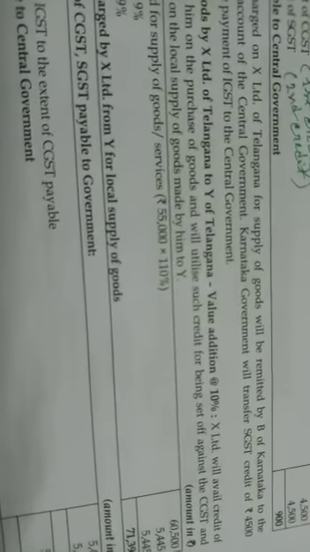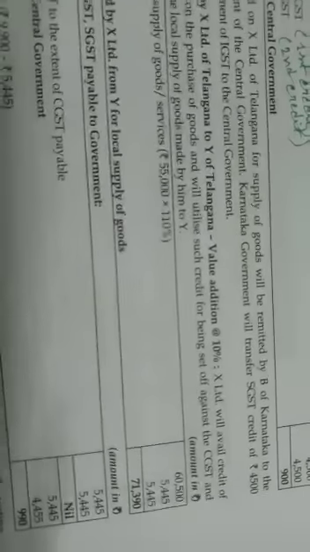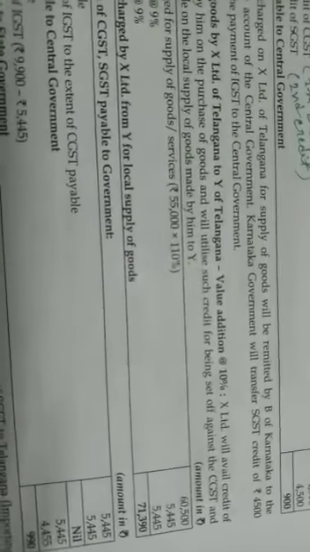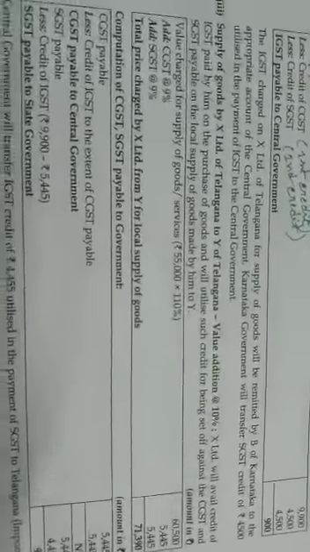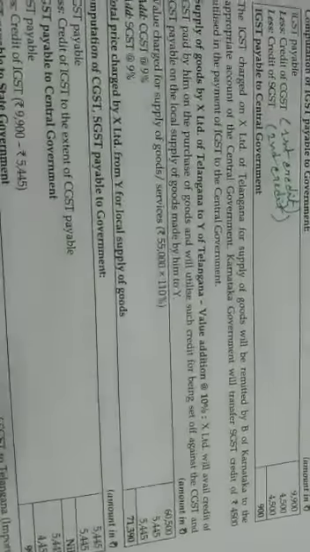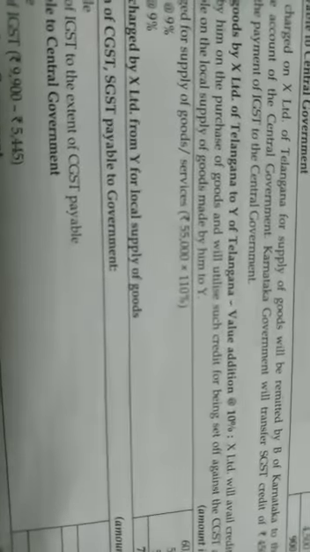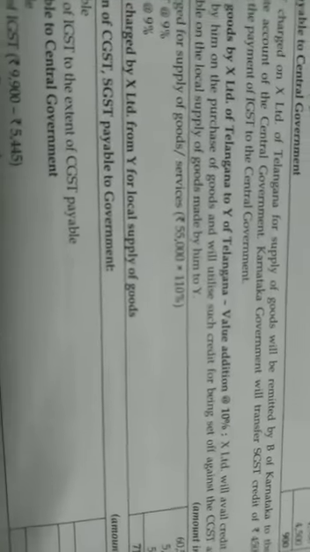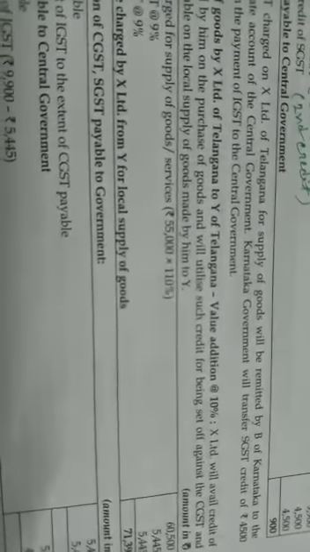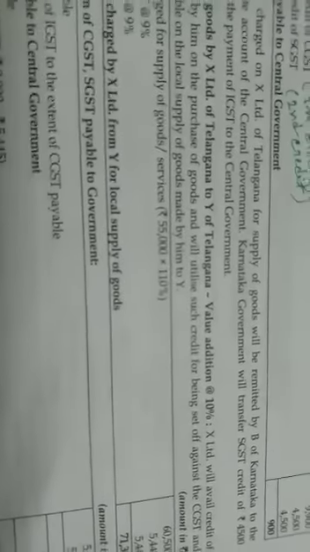So X Limited is liable to pay output tax in the form of CGST amounting to rupees 5,445 and in the form of SGST amounting to rupees 5,445. But against this output tax, X Limited is able to take input tax credit which it paid at the time of purchase of goods from Karnataka. Now, since it was an interstate sale, X Limited paid IGST at the time of purchase of such goods.